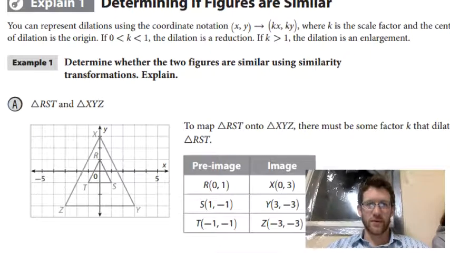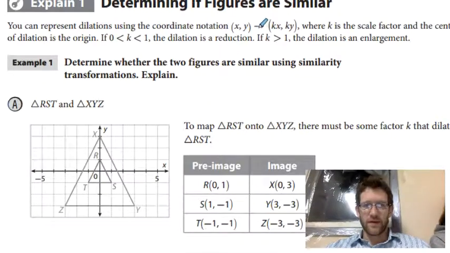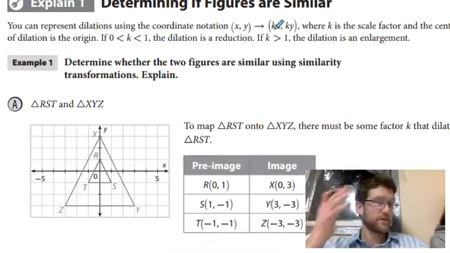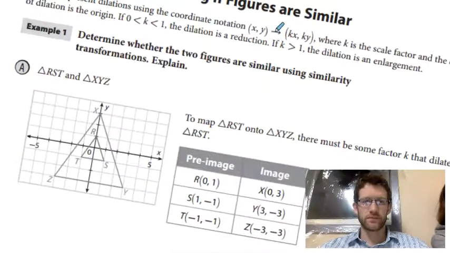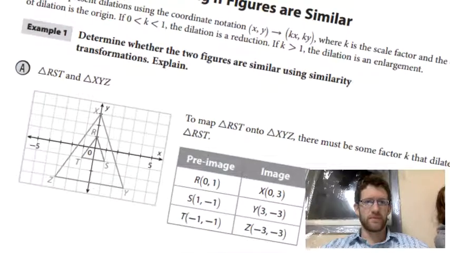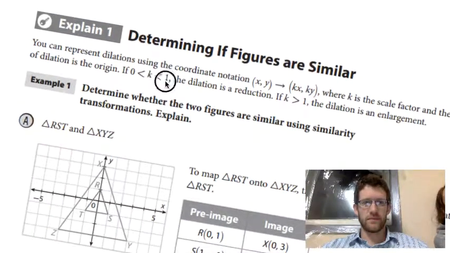Just a reminder, we can use our little cheat sheet here for coordinate notation. For example, (x, y) becomes (x, y), but if we have some kind of scale factor for a dilation, we can simply multiply that by both x and y.